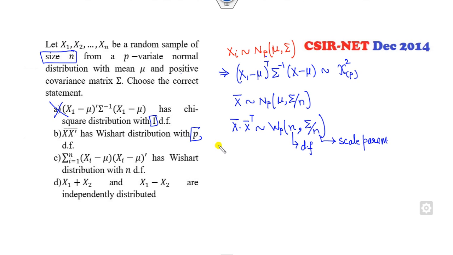Fine. So the degree of freedom is n, but he said p. This option is cancelled. Look at this another one. What is given to you? This.